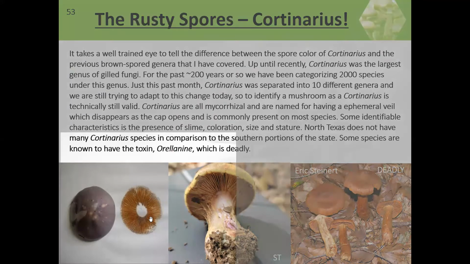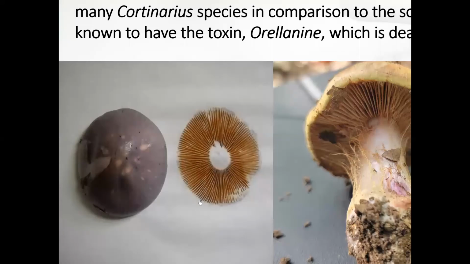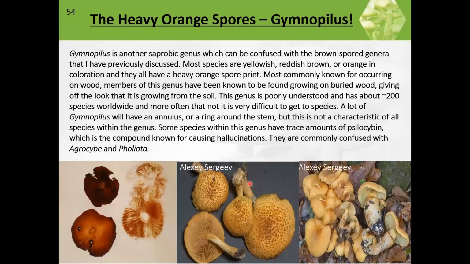So this can kind of be confusing when you're just getting into it, right? Because to me, that kind of looks brown, you know, but yeah, and the slight variations of color will take a lot of time to understand and recognize. And that's because something I kind of wanted to point out. So this one is Gymnopilus, which has heavy orange spore prints, right?